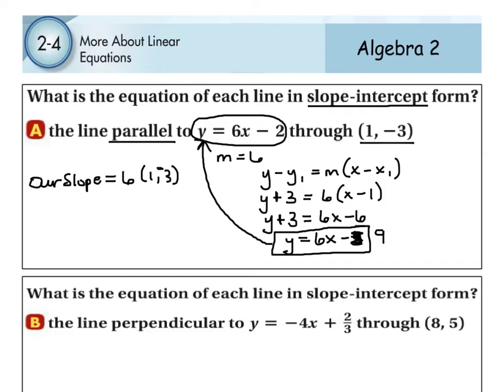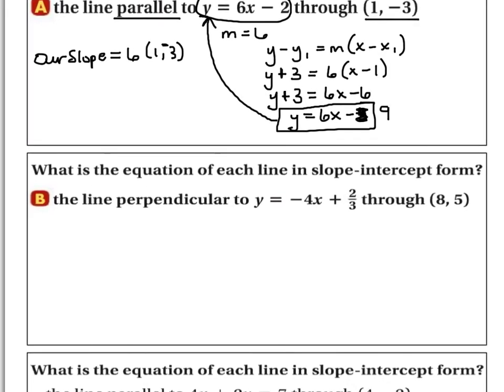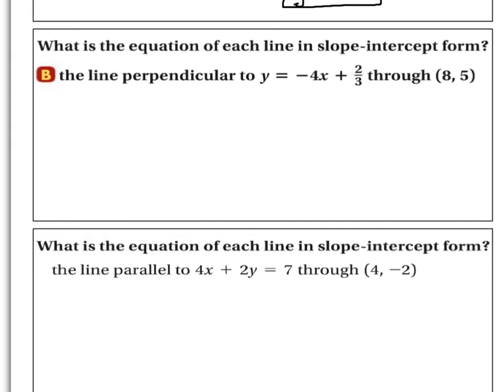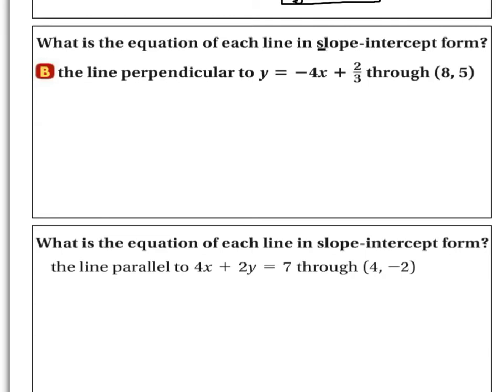All right, let's take a look at example number 2. Example B. What is the equation of the line in slope-intercept form? Again, it asks you for it in slope-intercept form, so your answer has to be in that. Now they want the line perpendicular to y equals negative 4x plus 2/3 through the ordered pair 8, 5. So here's the equation that they give us. First thing you got to do, figure out what is the slope of that equation. The slope of this equation is negative 4.